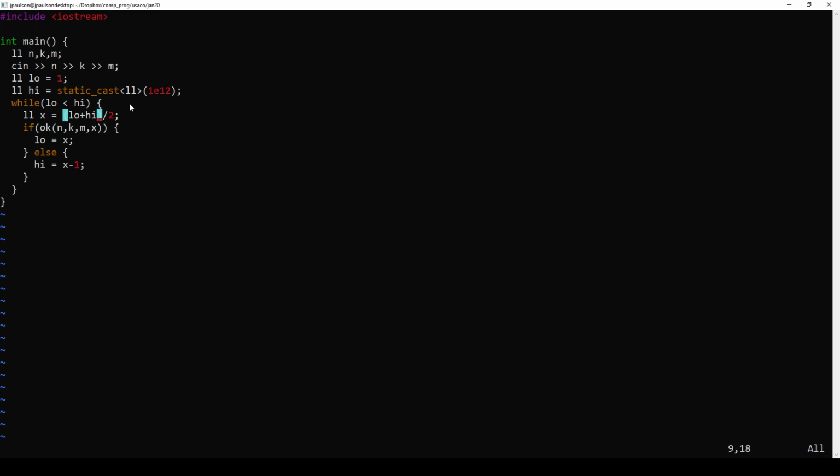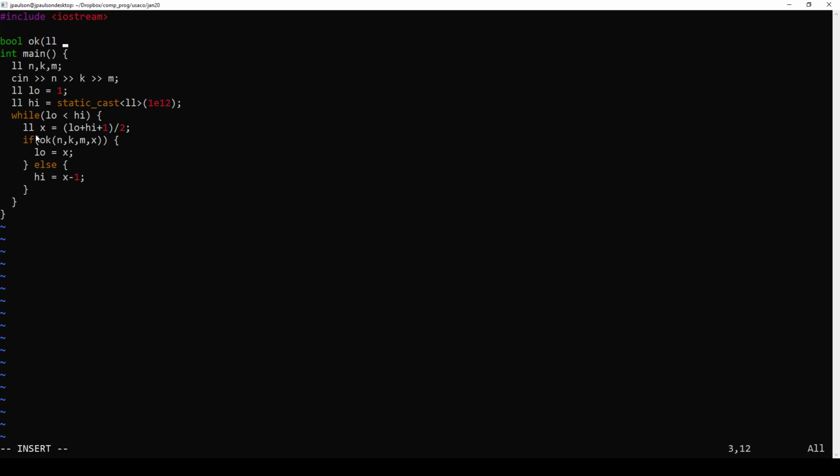Okay, so we need to figure out the base case here so we don't get stuck in an infinite loop. So suppose that low is 0 and high is 1, then X is going to be 0. So then we can get stuck here. So we want X to be 1 in that case. And then we'll terminate on that iteration of the loop. Okay, so how do we write OK?